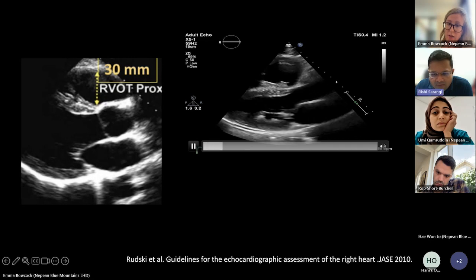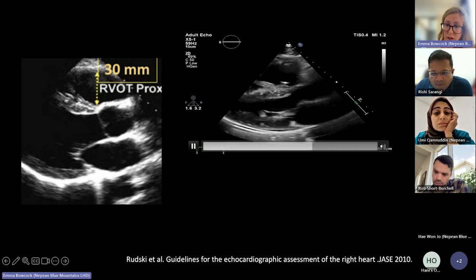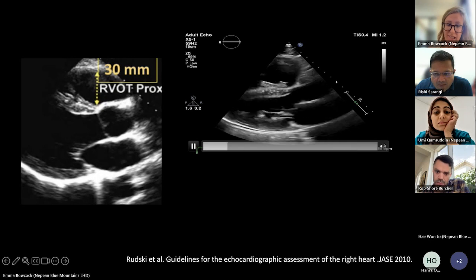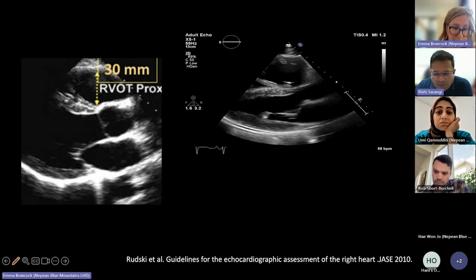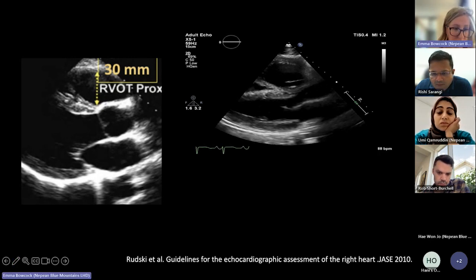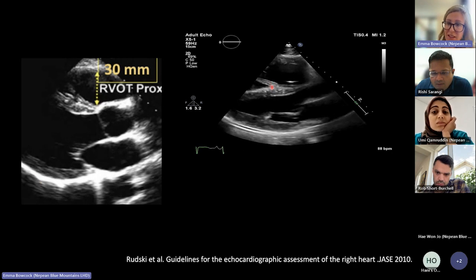Can't see your cursor. Oh, can you not? Sorry. Can you see that now? No. Oh, hang on. Let me use the laser pointer. Oh, can you see this?